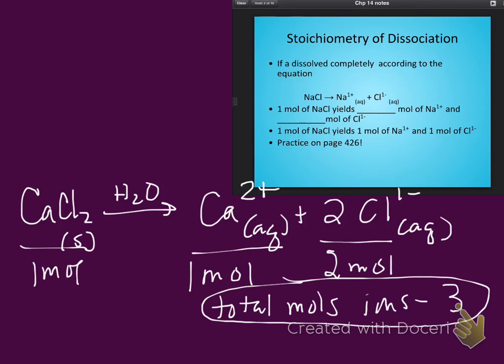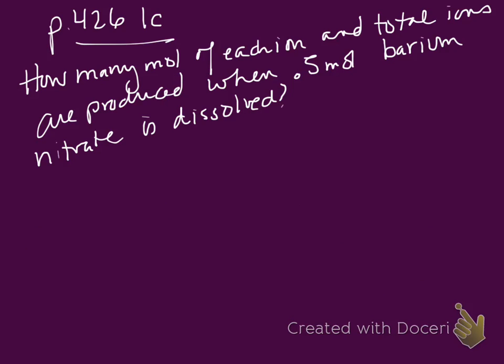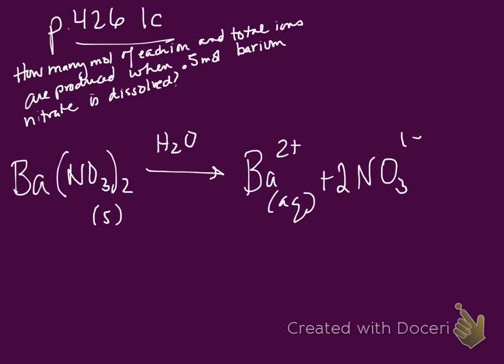Page 426, sample problem 1 at the bottom, part C. The question we have: how many moles of each ion and total ions are produced when 0.5 moles of barium nitrate is dissolved? First of all, we need to write the formula for barium nitrate. Okay, so we've written our dissociation equation for the dissolution of barium nitrate. It breaks down into how many moles of barium ions? 1 for every 1 mole of barium nitrate. How many nitrate ions? 2 for every 1 mole of barium nitrate.